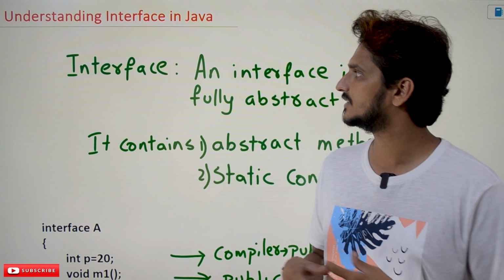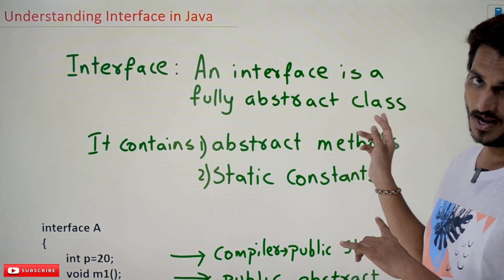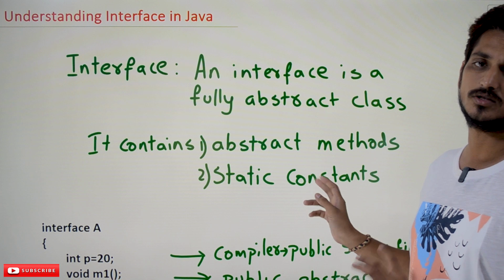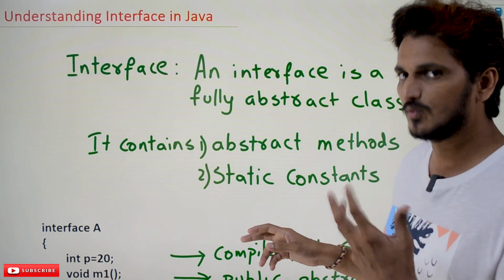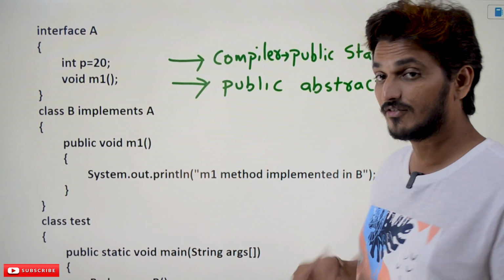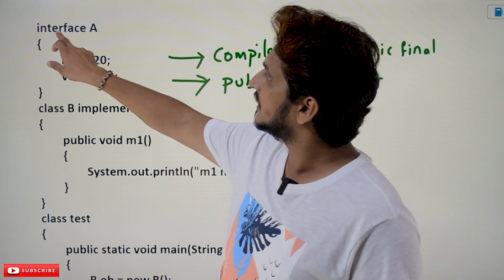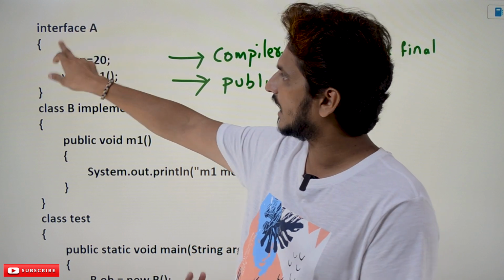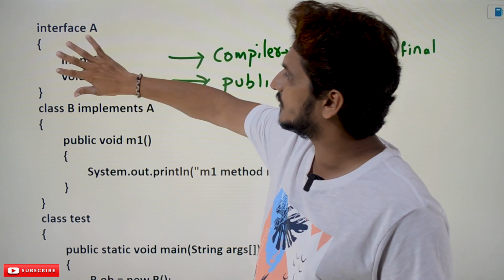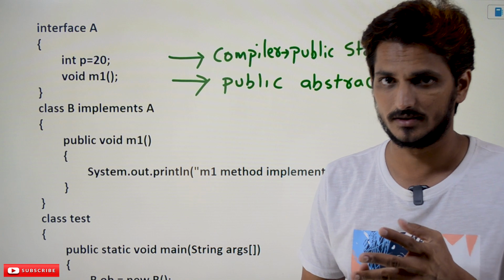Coming to today's class, an interface is a fully abstract class, and it contains abstract methods and static constants. So with an example, we are going to understand it better. As we define classes, the same way we are going to define interfaces. Interface A. Instead of class A, we define it as interface A. This interface should contain static constants or abstract methods.